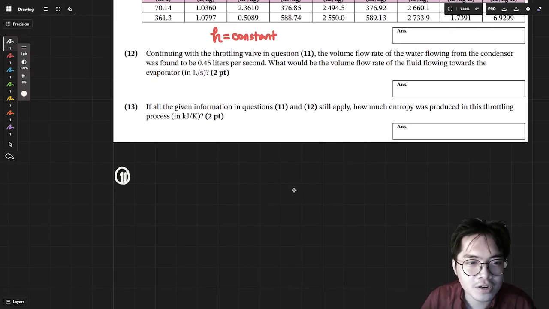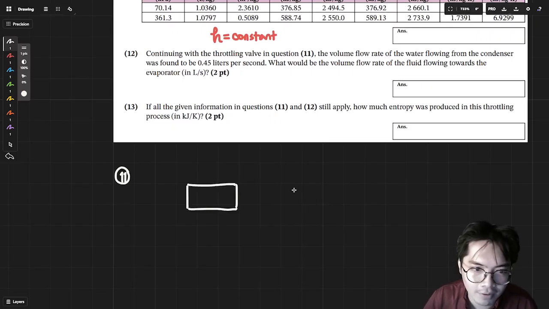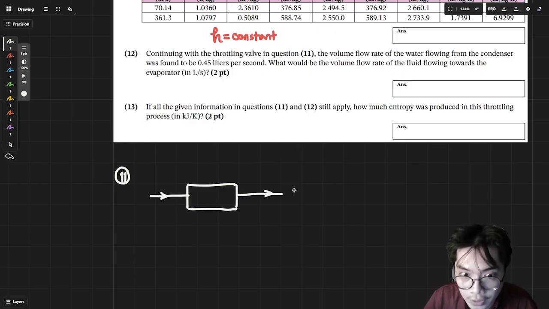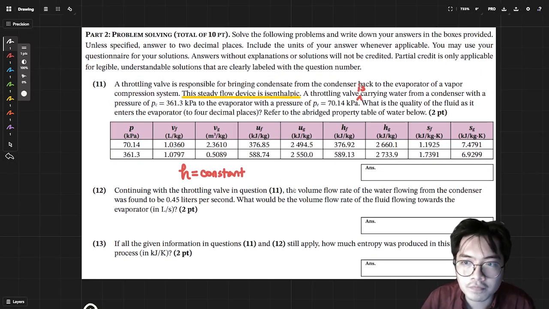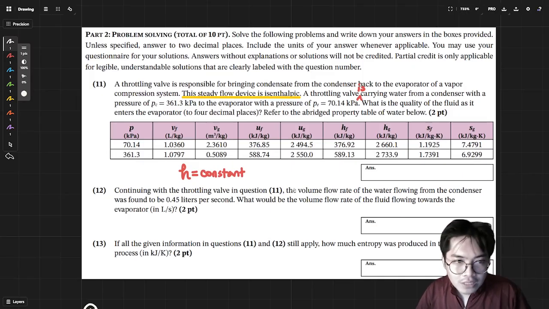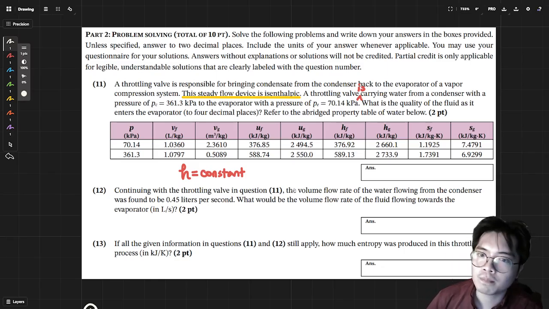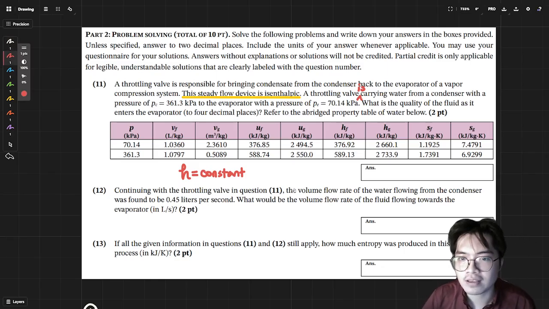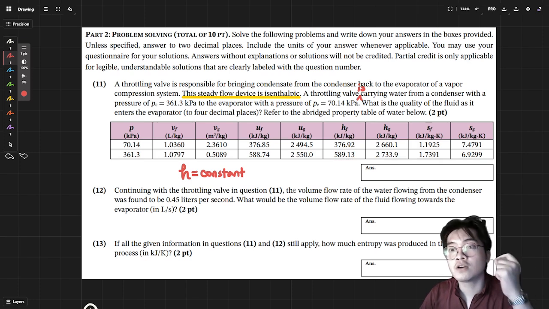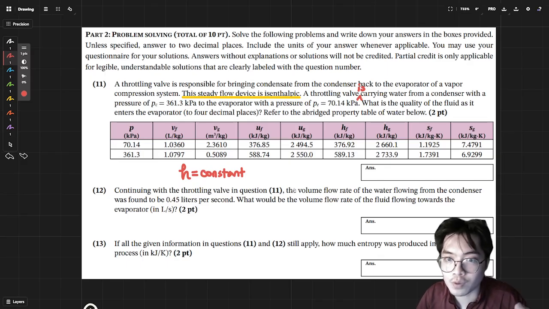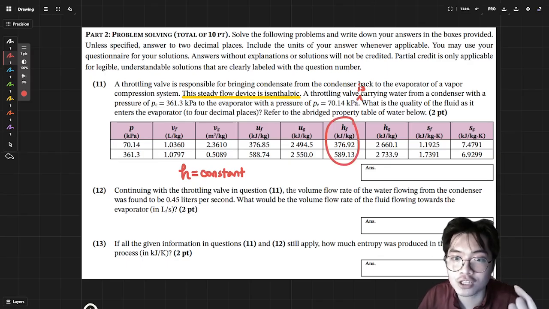Number 11, there's this valve, apparently, and it's supposed to bring water from a condenser with a pressure of PC, and so on. Some people clued in that, of course, you should use the second row, but they were not sure what enthalpy to use, right? Because we are talking about a throttling valve carrying water from a condenser, what comes out of the condenser is already condensed, aka it should be water, aka you should use HF.